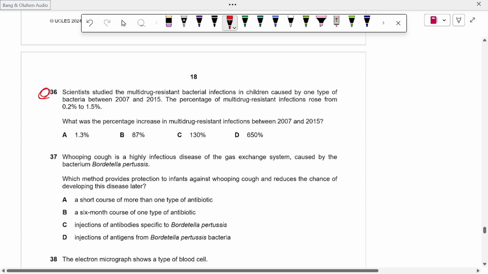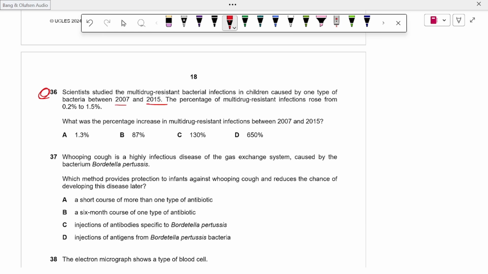36. Scientists studied the multi-drug resistant bacterial infection in children caused by one type of bacteria between 2007 and 2015. The percentage of multi-drug resistant infection rose from 0.2 to 1.5. So 0.2 is your old value. Old value या फिर original value एक ही बात. What was the percentage increase in multi-drug resistant infection between 2007 and 2015?